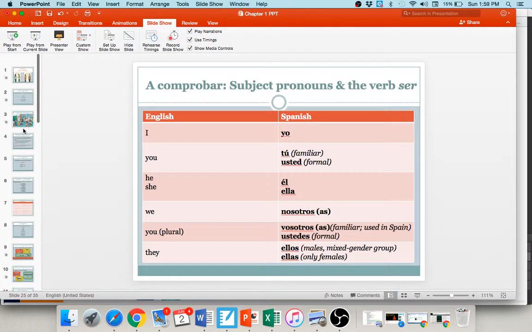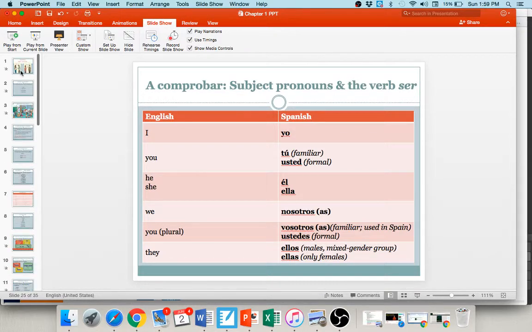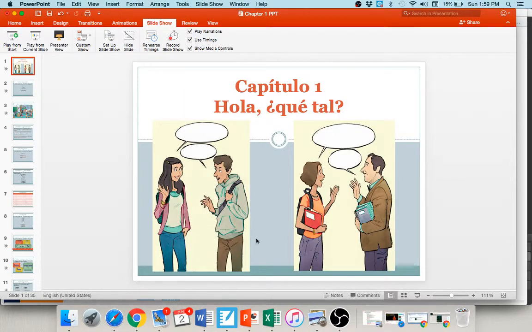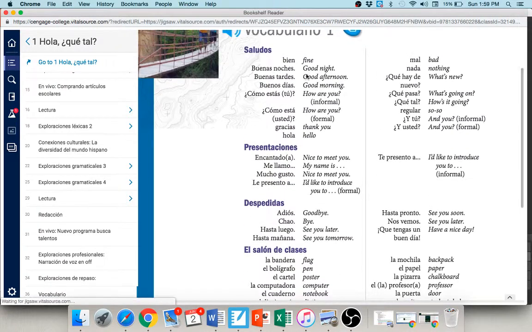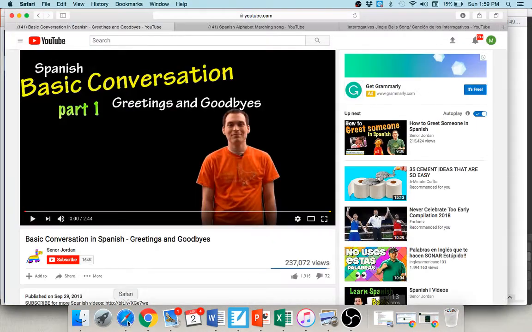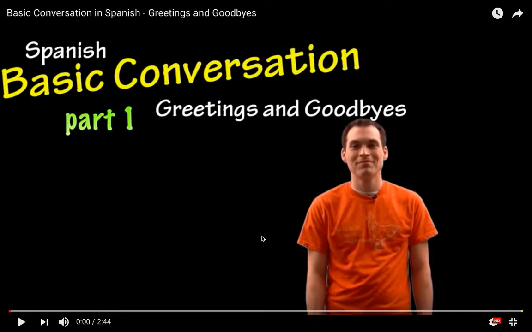So as we go back up to the beginning here, you can see your basic introductions with these folks, and all of that terminology is available for you in your textbook here. So you can see all those important terms. Really quickly, I have a short little video that I want to show you about introductions in Spanish. These are very important, and Señor Jordan is going to tell you a few things here about some introductions that I want you to hear.